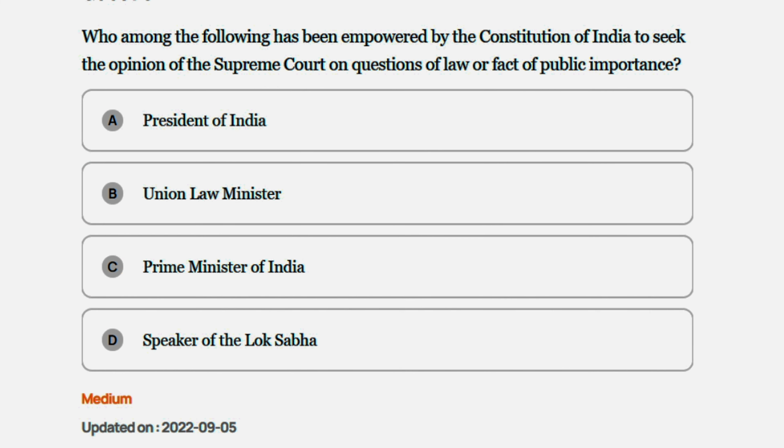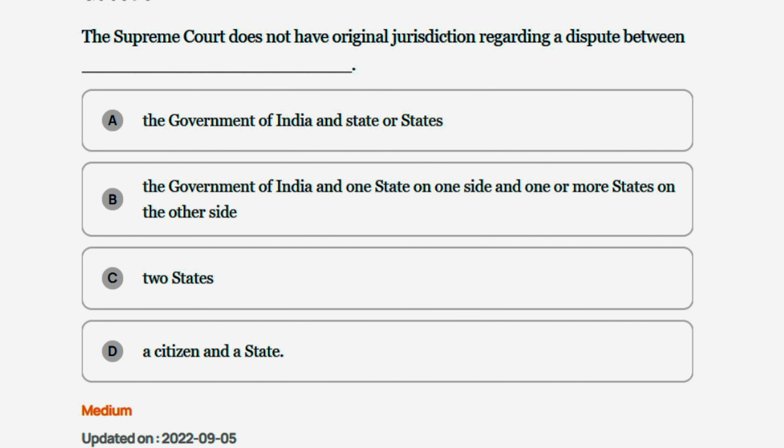Who among the following has been empowered by the Constitution of India to seek the opinion of the Supreme Court on questions of law or fact of public importance? Answer is the President of India. The Supreme Court does not have original jurisdiction regarding a dispute between: options A, B, C, D. Answer is A, a citizen and a state.